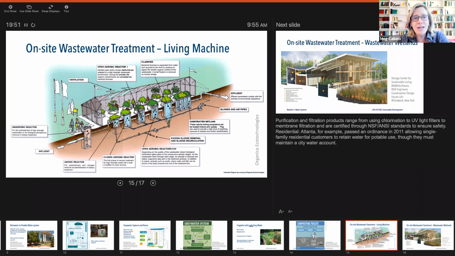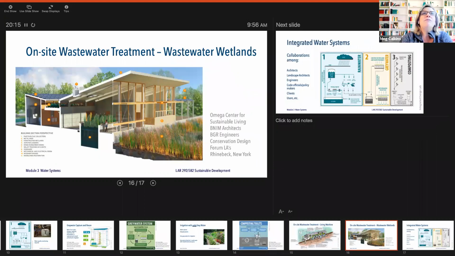But in most cases, one is not allowed to drink water coming from living machines. There are a few exceptions. There are also a few small municipalities that use living machines as their primary wastewater treatment plant, and then they drink that water. Most of the time, though, the water is treated as gray water and used to flush toilets and to irrigate landscapes.